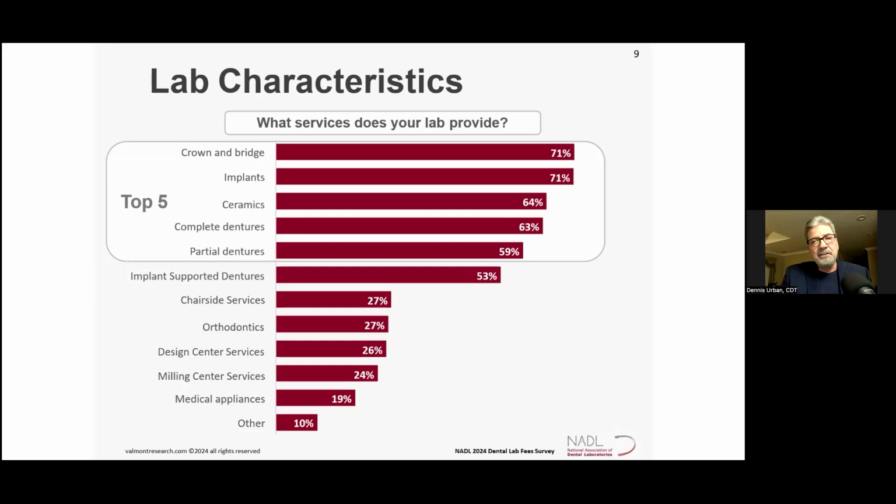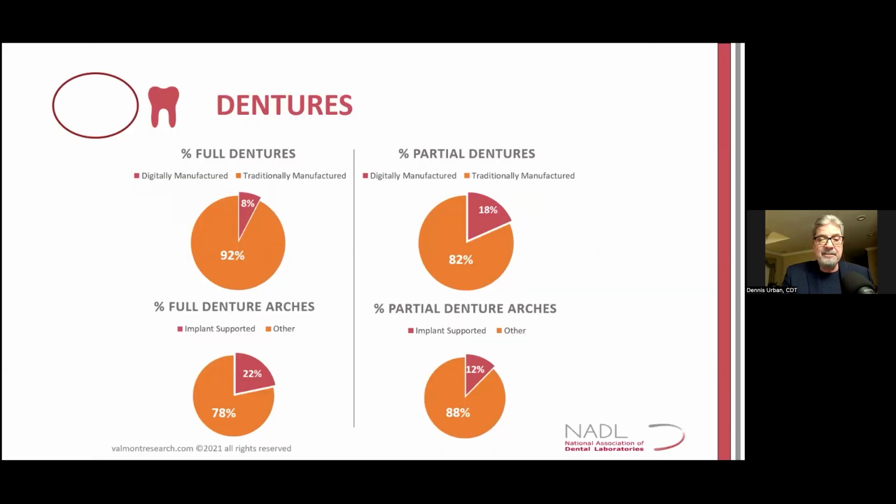I'm going to show a little bit of a recent survey that was done by the NADL about services laboratories provide throughout the country. The top 5 services: crown and bridge, implants, ceramics, complete dentures, and partial dentures. In 2021, we did a survey about digital dentures, partial dentures, and digital dentures with partial dentures. At that point, only 8% of the industry in the United States was doing digital dentures, and the rest, 92%, was traditionally manufactured.